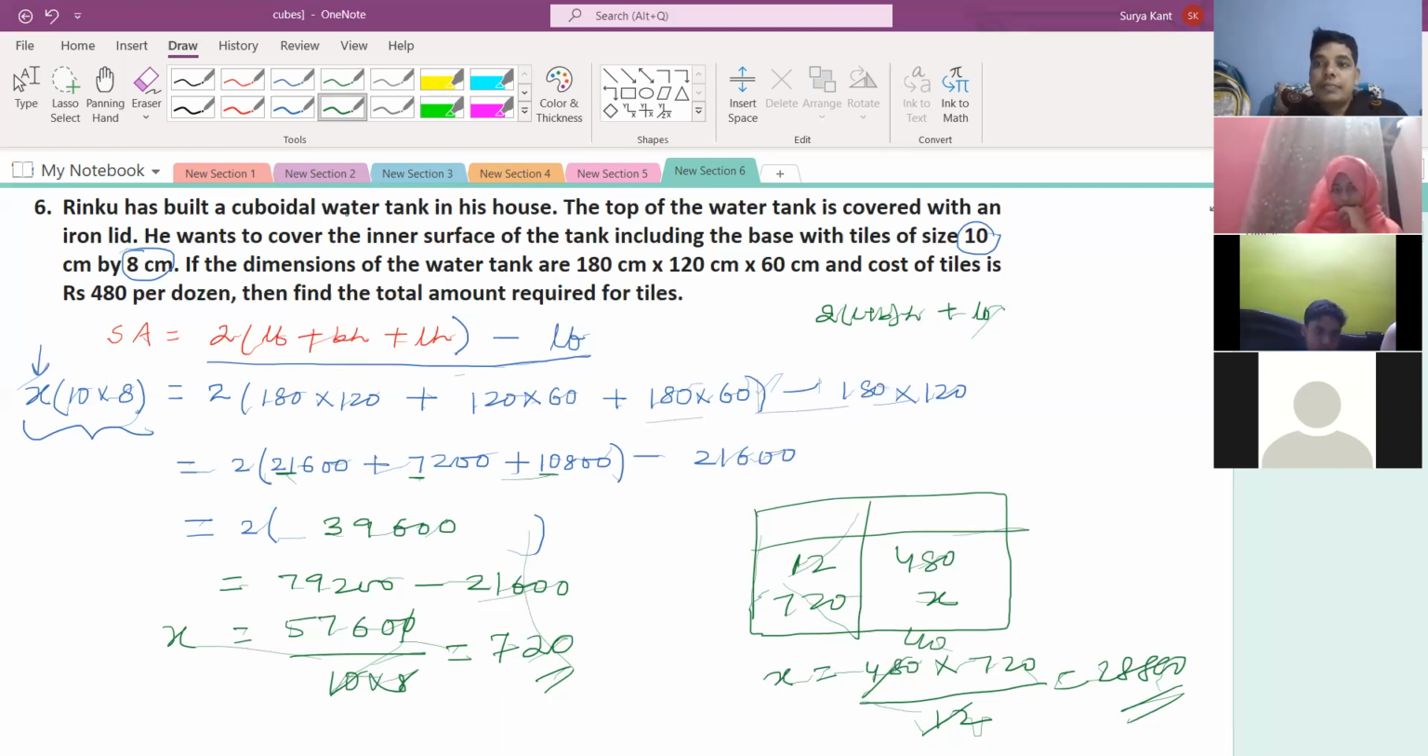That is frustum. Frustum is like a bucket. If you cut a cone into 2 parts, that becomes a frustum. One will be like a trapezium, one will be the cone. Acha.